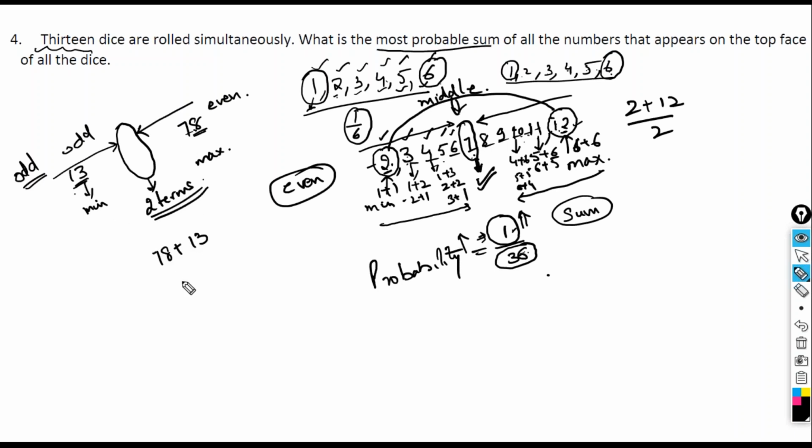plus 13 adds up to a total of 91. So the two terms in the middle are going to be 91 minus 1 upon 2 or 91 plus 1 divided by 2, which comes out to be 45 or 46. So in the given question, they are going to be the most probable sums. Is it clear, everyone? If you have any doubt, do let me know.